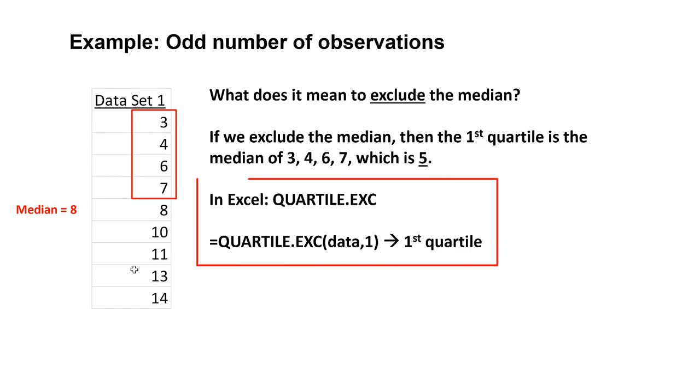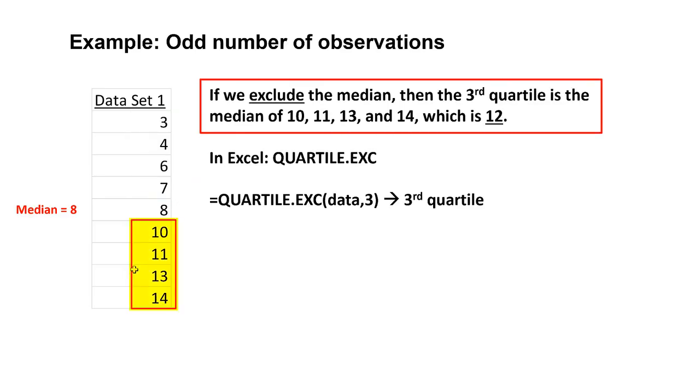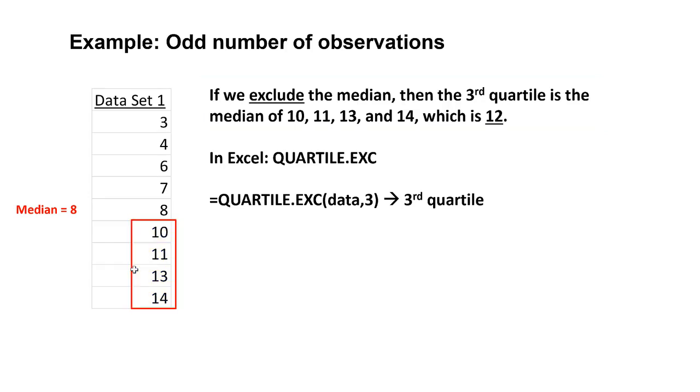In Excel, we can use the Quartile.EXC function with 1 as the second argument. The third quartile, similarly, we consider the last 4 numbers. Again, here we have an odd number of observations. We're not including the median, we're excluding it. So it's the median of 10, 11, 13, and 14, which is 12. And we can use 3 in the Quartile.EXC function in Excel.